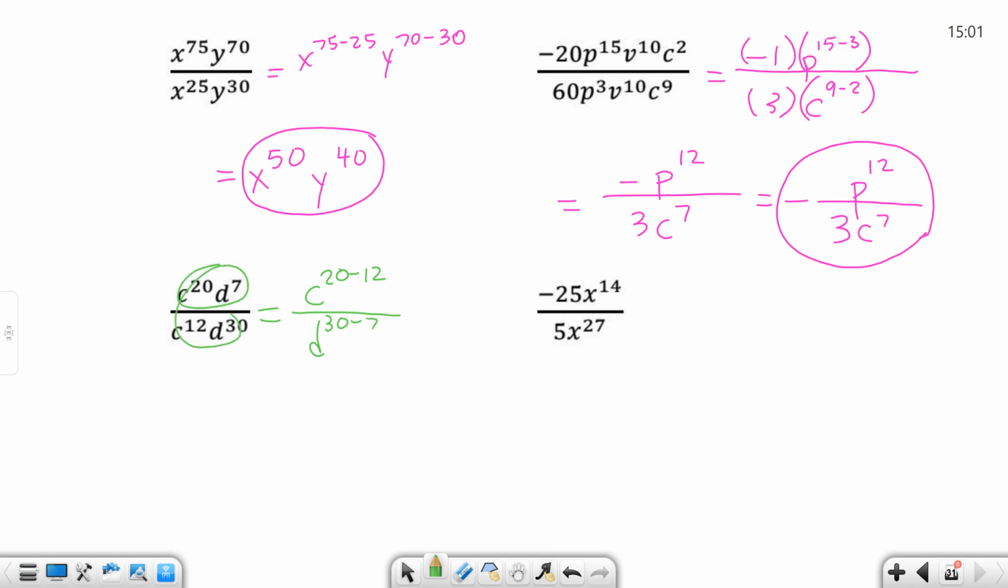And again, it was one term over one term, right? That's why we did this. So c to the 20 minus 12 is c to the what? 20 minus 12 is 8. And then 30 minus 7 is d to the 23rd power. All right? So c to the 8th and d to the 23rd power.